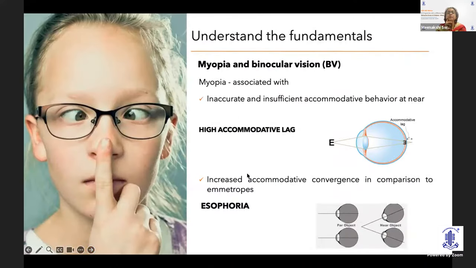Okay, now we're going to touch upon myopia and binocular vision. So myopia is associated with inaccurate and insufficient accommodative behavior at near, which is called high accommodative lag, which means the amount of accommodation that needs to be happening for a certain target is not happening. So that's called accommodative lag. These children tend to progress. Increased accommodative convergence in comparison to emmetropes. So esophoria, kids with esophoria tend to progress. Now, I can't go into details of this, and you really don't need the details for the exam. But remember, binocular vision anomalies, esophoria, higher accommodative lag, higher chance of progression.